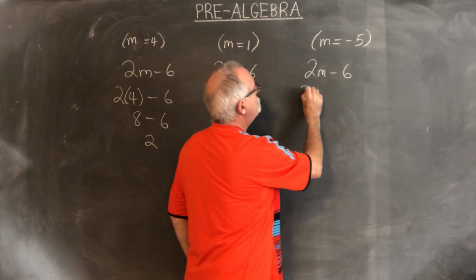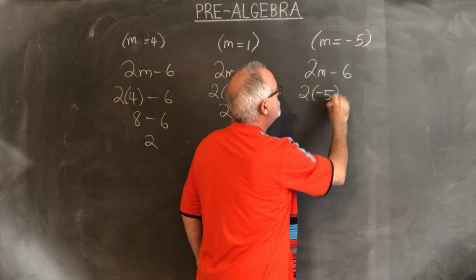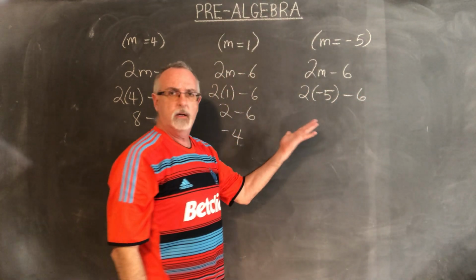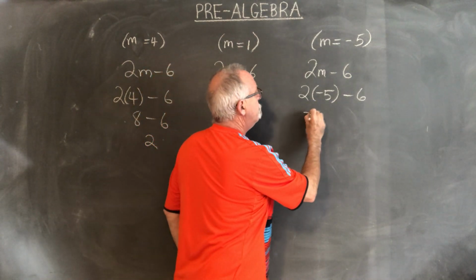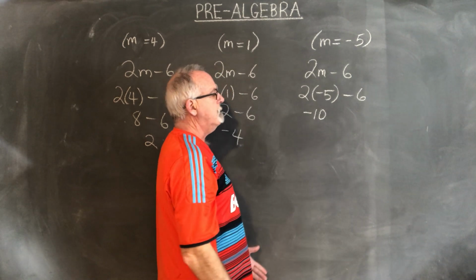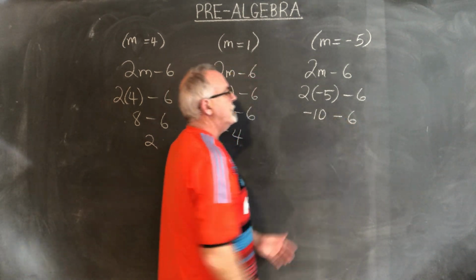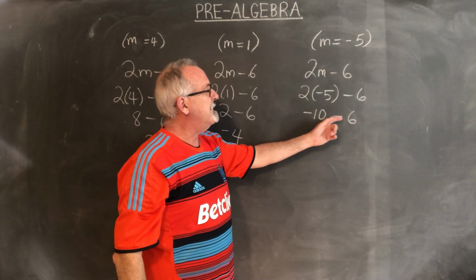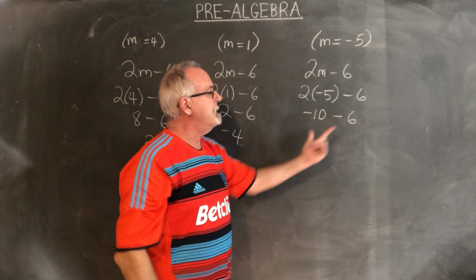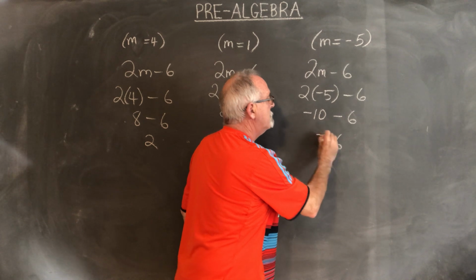So therefore we have 2 times negative 5 minus 6. And we can do this. 2 times negative 5. Positive times a negative gives a negative. 2 times 5 is 10, so I have negative 10. But I still have to subtract, negative 10 minus 6. So when I'm doing negative 10 minus 6, I'm adding the 10 and the 6 and I'm getting 16, but the answer has to be negative.